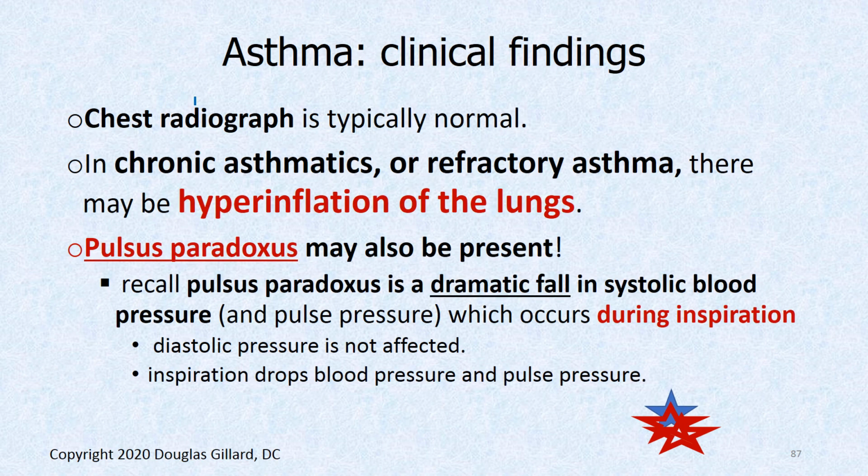You can take a chest radiograph on someone having an asthma attack and you won't see anything. If it's chronic asthma, though, then you could see some overinflated lungs. Remember, chronic asthma is really just part of COPD. Things kind of mix together. They may have a pulsus paradoxus as well. We know people with COPD have a pulsus paradoxus, which we've already talked about.